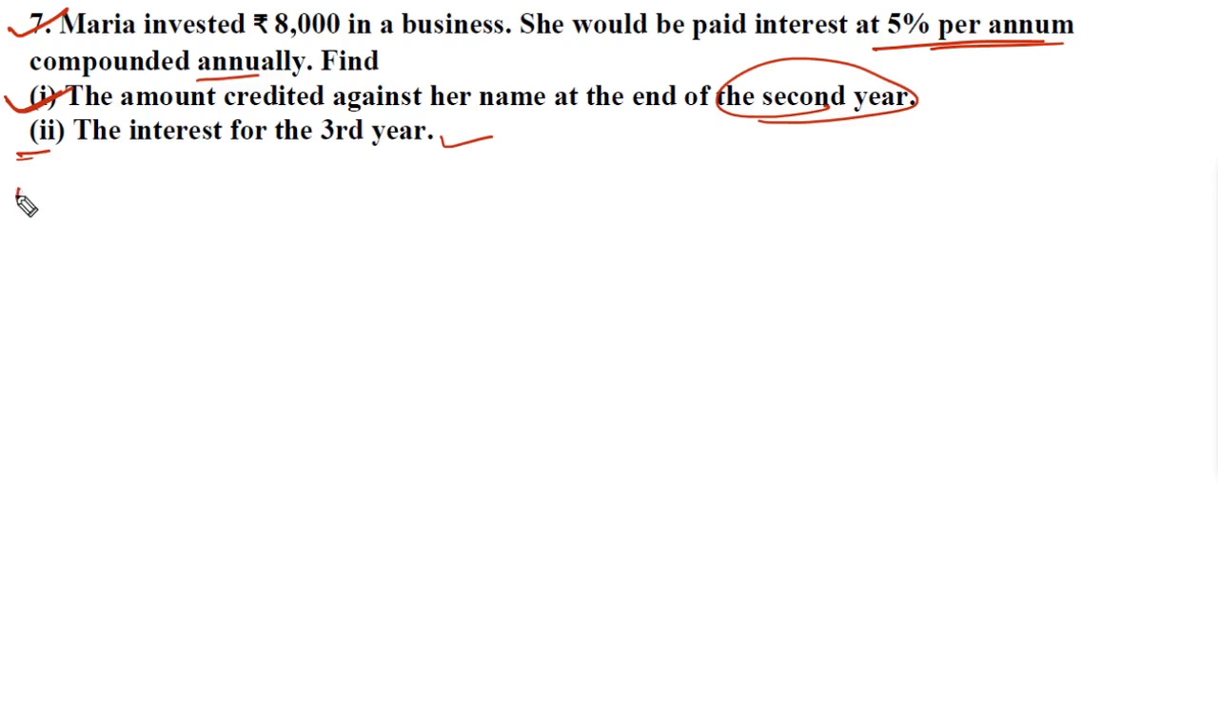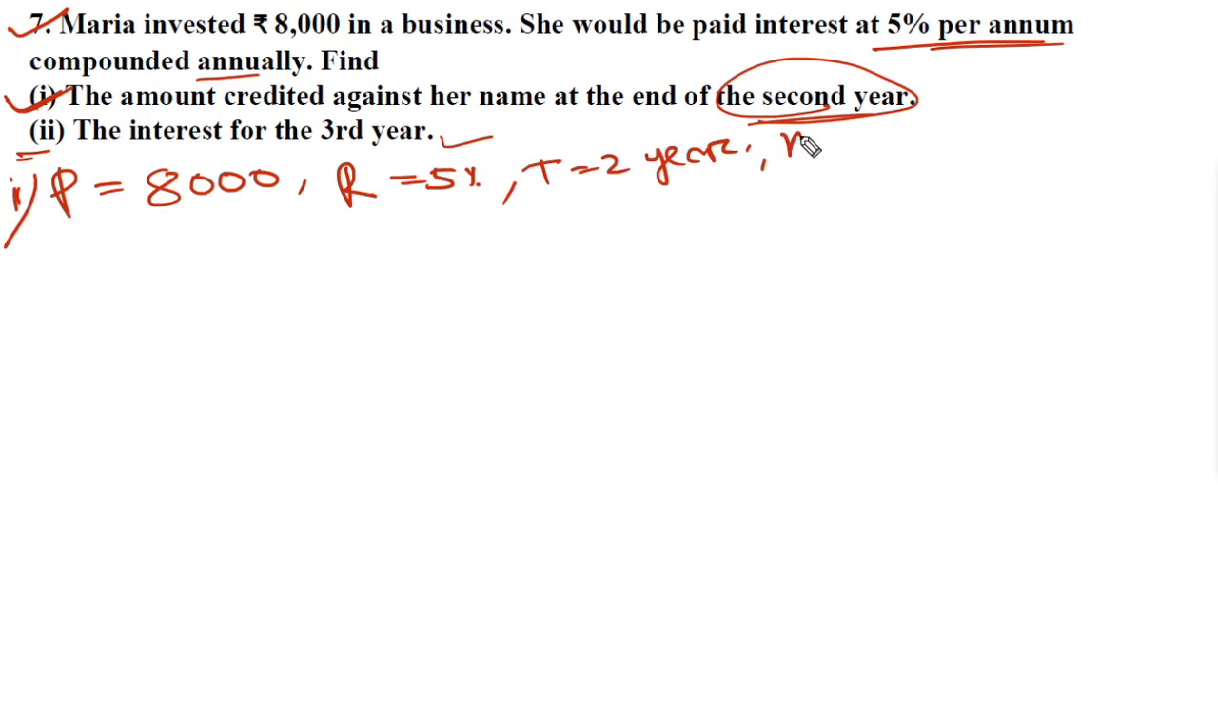So here principal P is equal to 8,000, then rate of interest R is equal to 5%. Here the interest is being compounded annually, and we have to find the amount credited against her name at the end of 2 years. So here time is 2 years, so n equal to 2 here, because in 2 years how many times will it compound? 2 times.